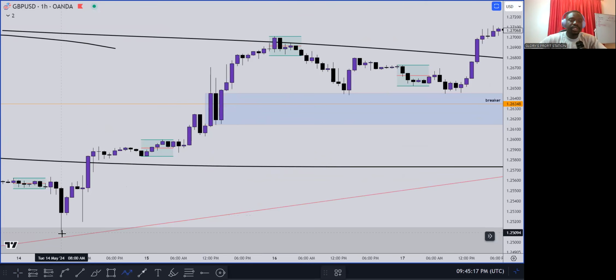So from here, we say this is a low. Let's just call this a high. I'm skipping a lot of these internal structures here. That's a low. This right here is a high. This here is a low. And of course, that was a break of structure to the upside.